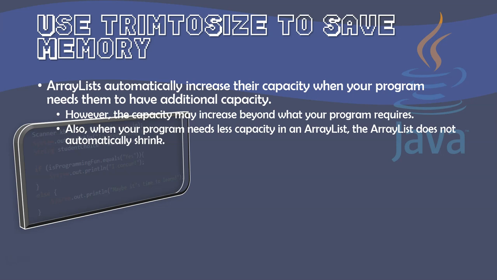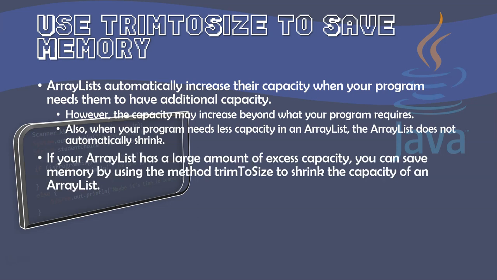Additionally, let's just say it needs less capacity in the array list. So you're removing elements out of that list and it's still at the same size. That array list will not automatically shrink. So if you have, let's say, a 20 element array and you took 5 out, even though now there's technically 15 elements in that array, it's still going to be size 20 because it doesn't automatically shrink.